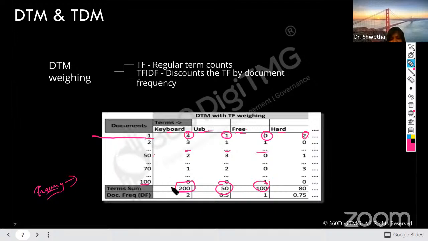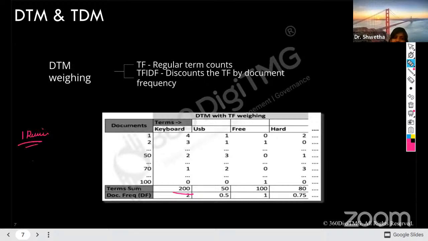If we directly see the frequency, it may not give us a complete picture. Say for example, out of these 200 terms the keyboard was repeated, only one person, only one reviewer might have used the keyboard word 100 times. So that might have increased the importance this word is getting compared to others.